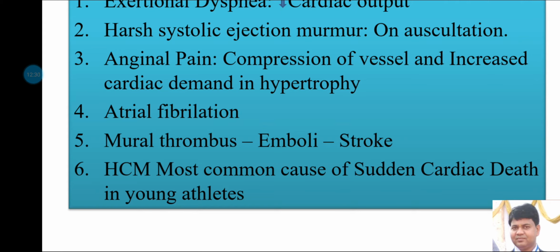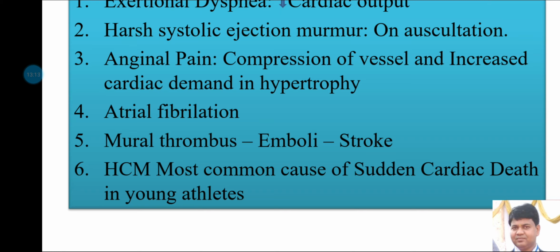This can result in atrial fibrillation, and there may be the presence of mural thrombus, especially formed in the atrium because of the regurgitation of the blood. These mural thrombi may dislodge from their site and convert into emboli, and these emboli may obstruct the vessels at different sites of the body and produce stroke. So hypertrophic cardiomyopathy is the most common cause of sudden cardiac death in young athletes.